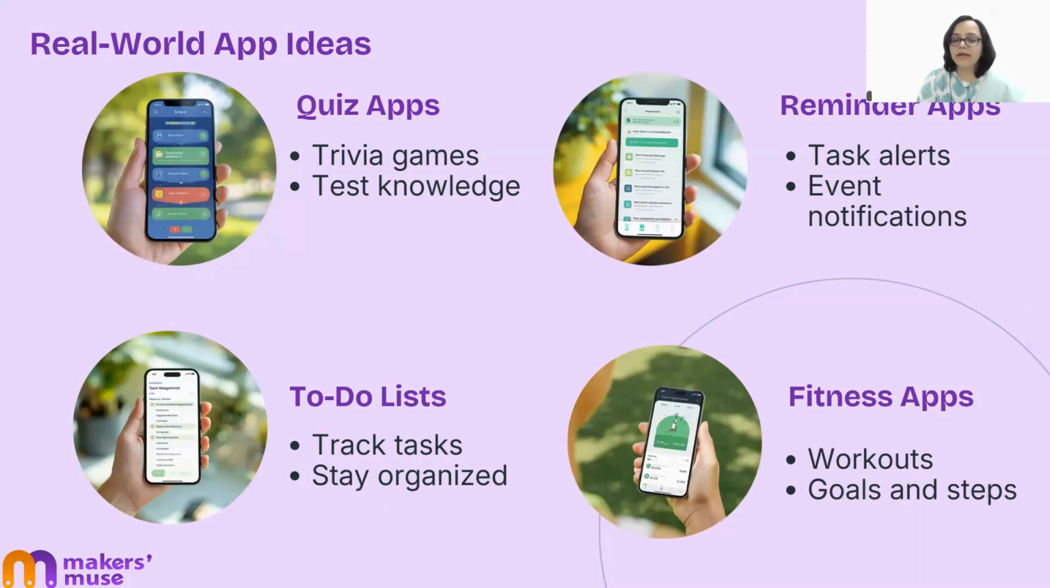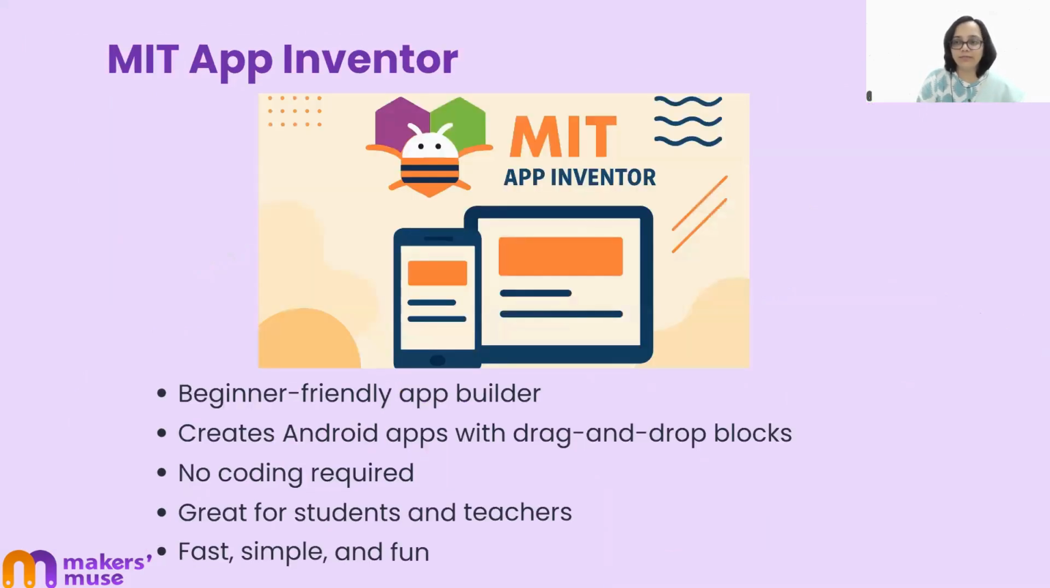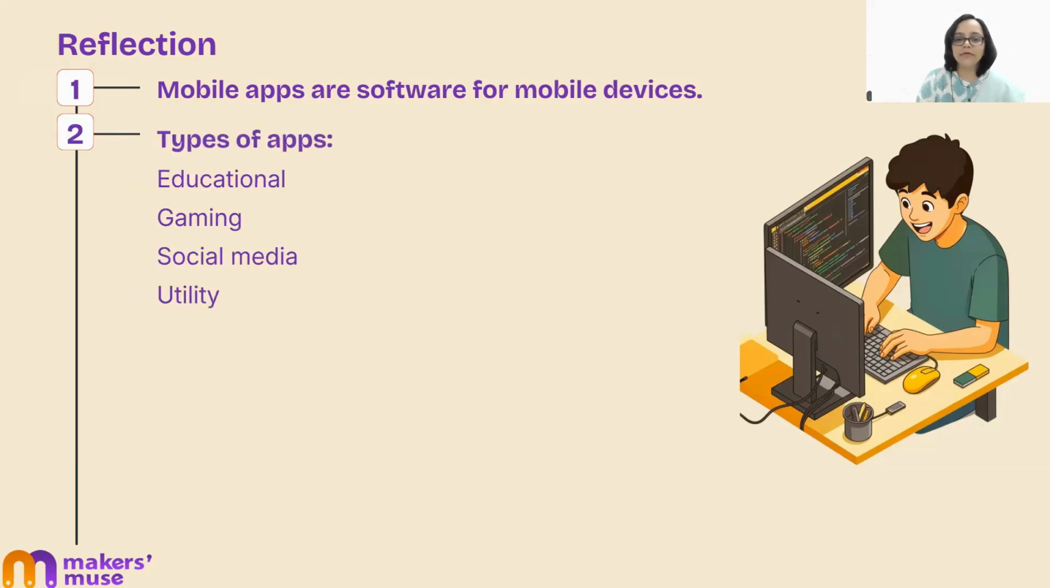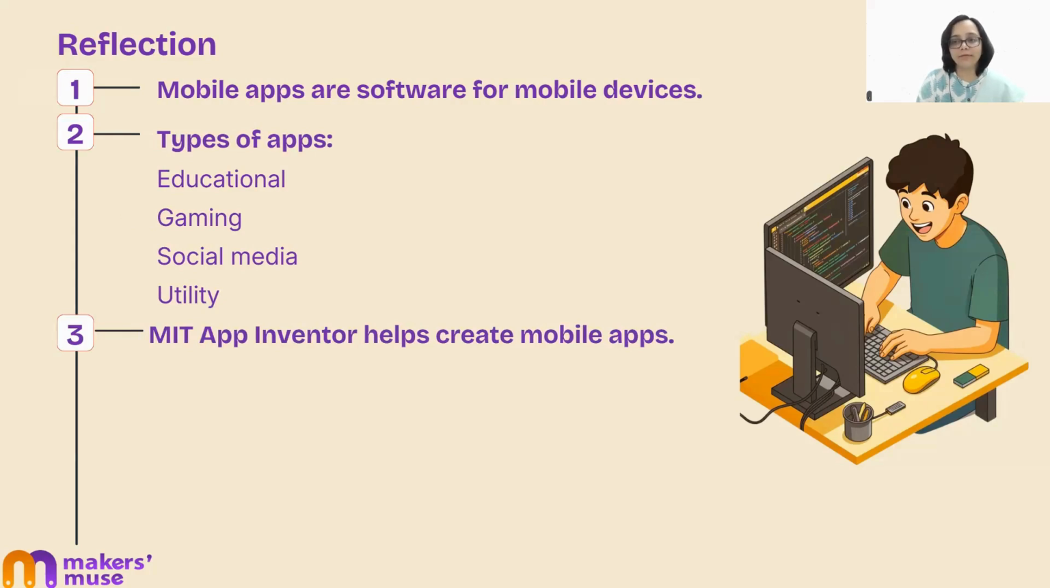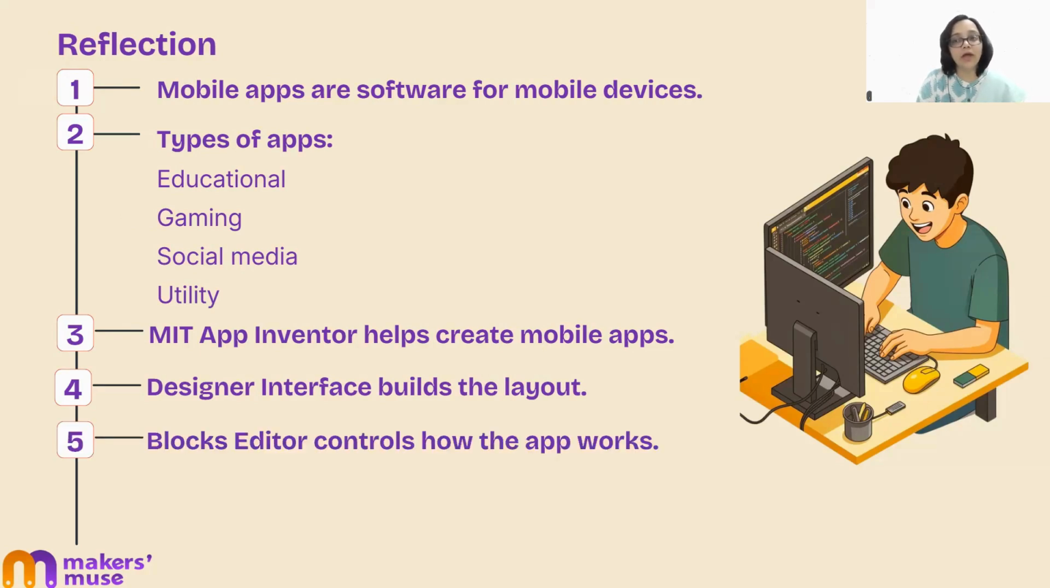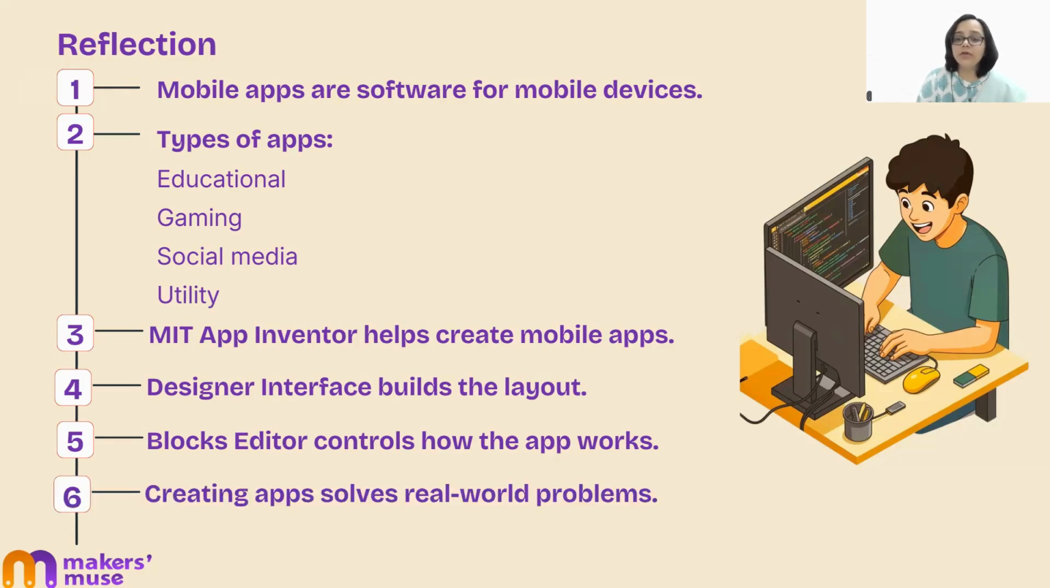Before we wrap up, let us understand what we have learned today. We have learned that mobile apps are software applications designed for mobile devices. Types of mobile apps. MIT App Inventor is a platform for creating mobile apps. The designer interface in MIT App Inventor is used to build the app's layout, while the blocks editor is used to define how the app works. Creating apps helps us solve real world problems and fosters innovation.